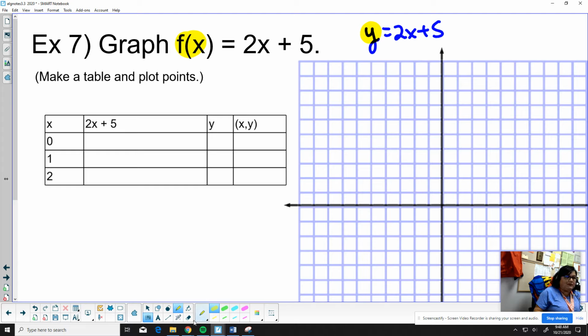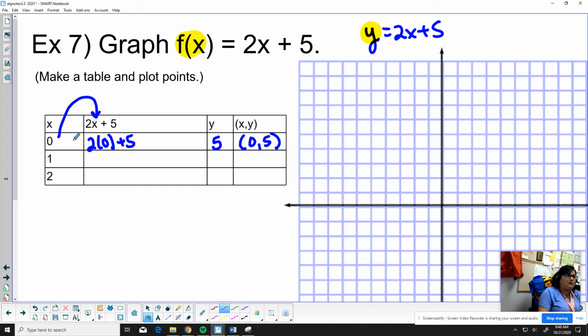This is really the same thing. Okay, so we're going to start with 0, and I pick 0, 1, and 2 because those are easy numbers. And I'm going to put it right in there in place of x. So 2 times 0 plus 5. You're going to type that right in your calculator, and when you do, you get 5. The input was 0, the output was 5. So the ordered pair is (0, 5).